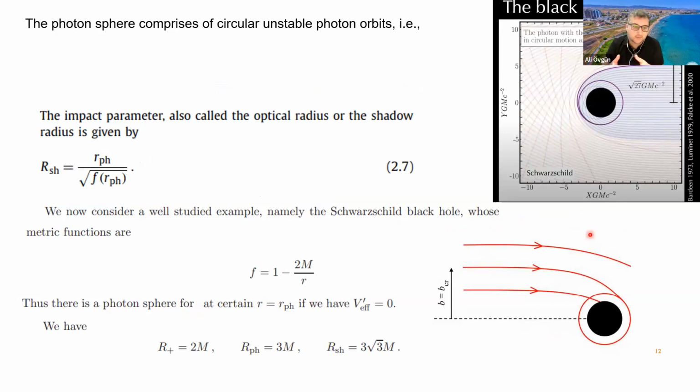So in the Schwarzschild spacetime, for example, if the metric function f is 1 minus 2m/r, you can calculate that the horizon is at 2m and the photon sphere is at 3m, but the radius of the black hole shadow is outside of the photon sphere, at 3√3 m, which is approximately 5.2 m.